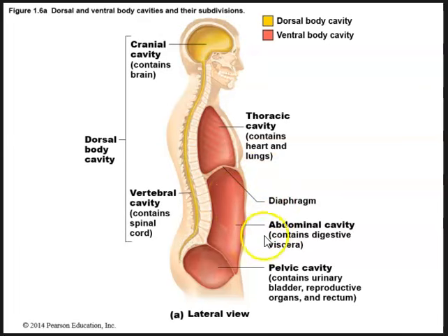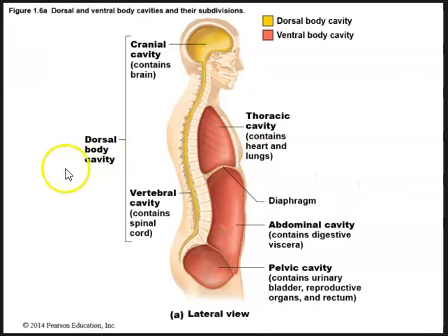So then we have our abdominal cavity. Actually, it's the abdominal pelvic cavity, which will then be divided into the abdominal cavity containing digestive viscera. Whenever you see the word viscera, think organ. So the abdominal cavity actually contains digestive organs. Okay, and then we have the pelvic cavity, which will contain the urinary bladder, our reproductive organs, as well as the rectum. And here we just see a lateral view of the different cavities, the dorsal and ventral cavity.